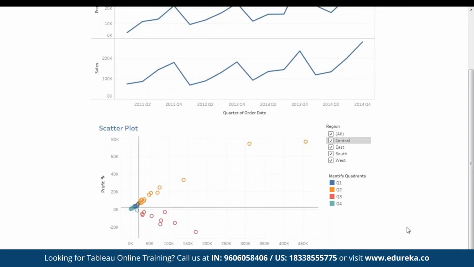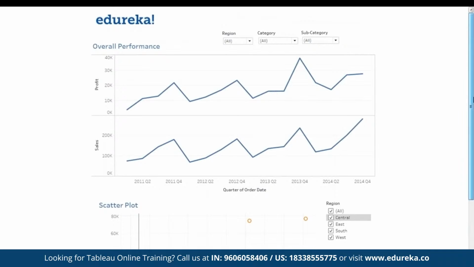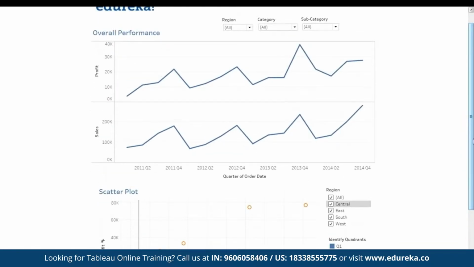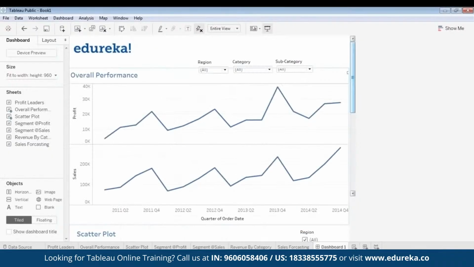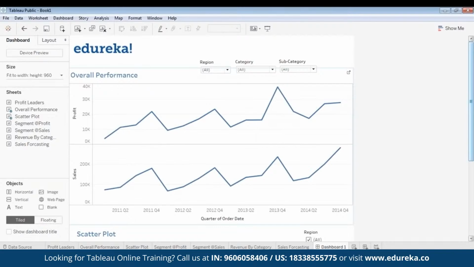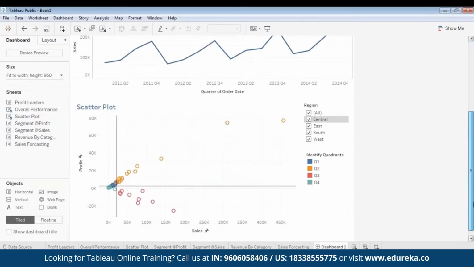Okay, let me keep it this way. So this is my first dashboard, where I have shown overall performance and scatter plot. Now I want to make another dashboard. I'm creating two dashboards, guys, because if I add all the sheets over here, it won't make any sense, because it will be very complicated for the person to see and understand the insights. So let me create another dashboard.